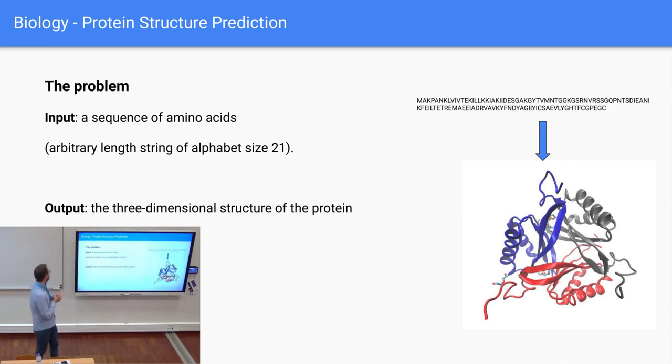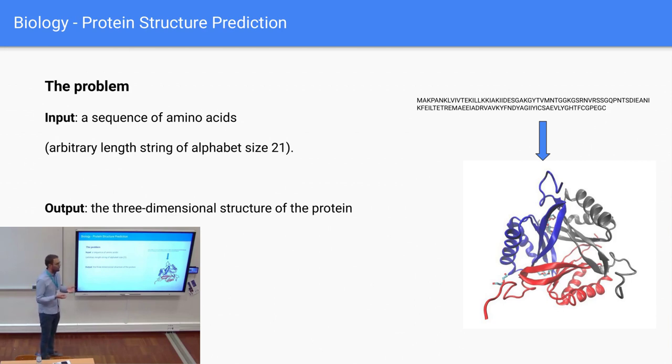So there was this very big open problem in computational biology called protein structure prediction. And it's basically about learning a mapping from what you can think of as a string of letters, right? Which is the sequence of amino acids. And there's about 21 different amino acids. And you want to predict what will be the 3D, three-dimensional shape of the protein that this sequence of amino acids represents.